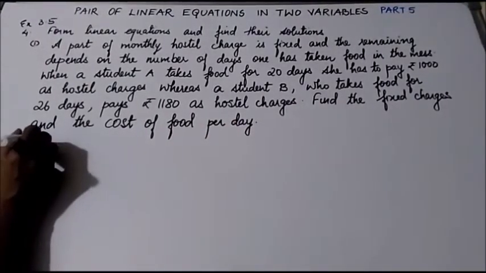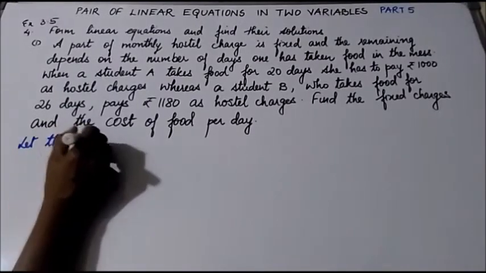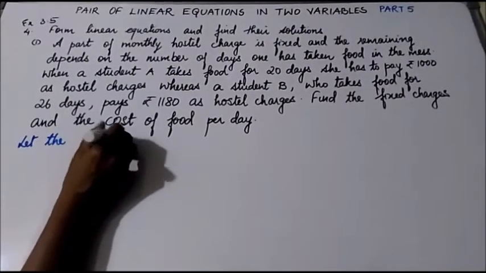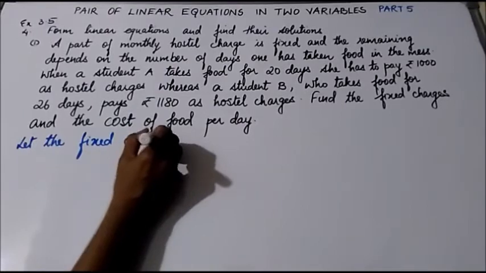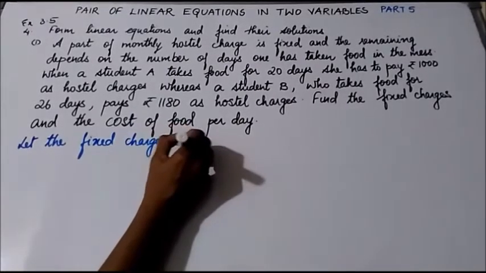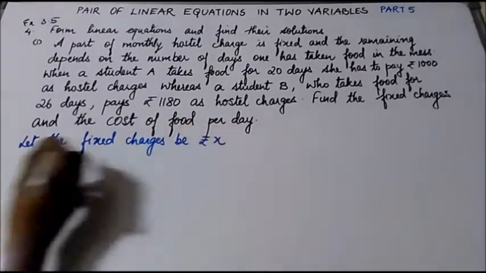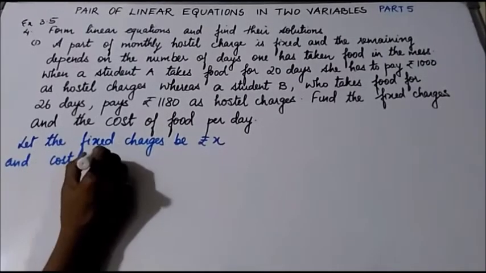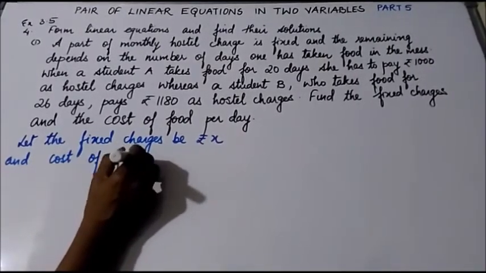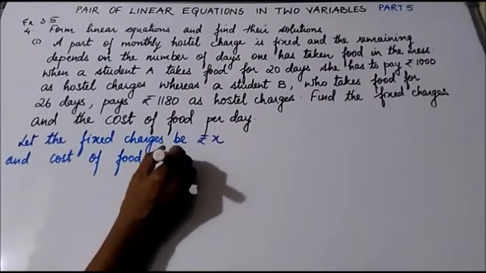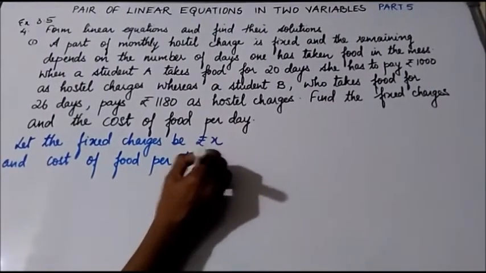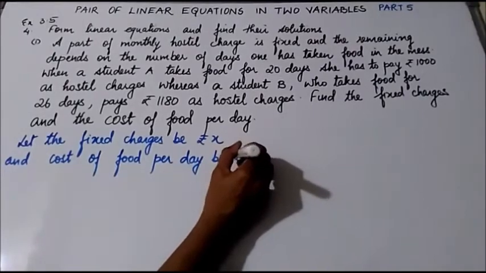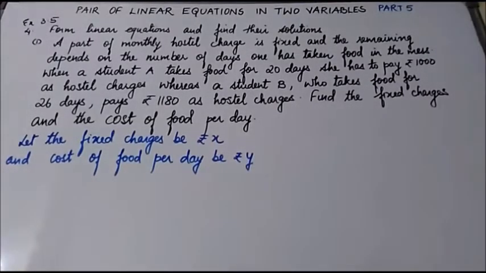So let us write, let the fixed charge be rupees X and cost of food per day be rupees Y. Okay, now let's read the question.